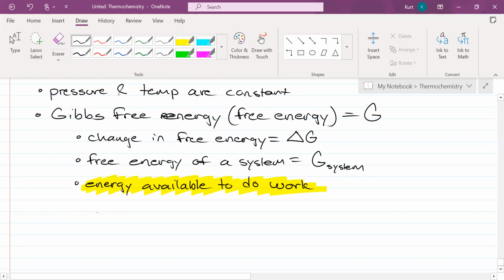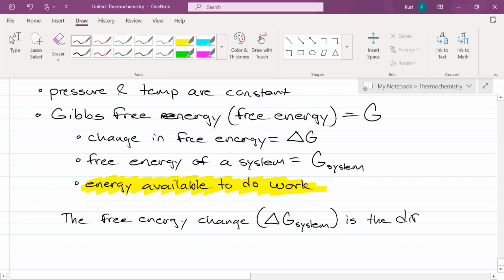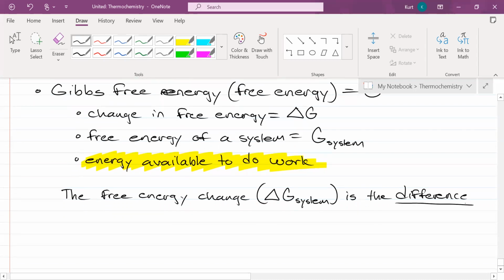All right. The free energy change of a system is equal to the difference between a system's change in enthalpy and the product of the Kelvin temp and the change in entropy. When I say difference, what type of math will we be doing? That's going to be a subtraction.